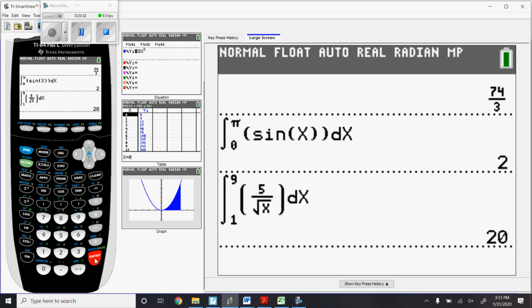So that's how we perform definite integrals. That's all I've got for you guys today.